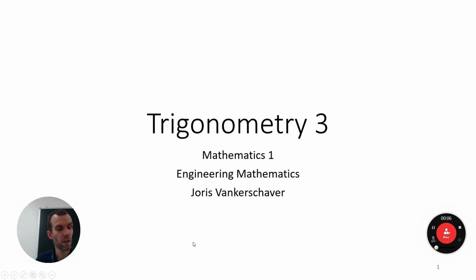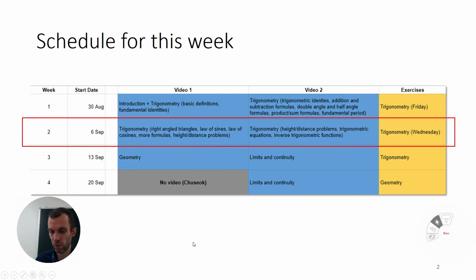So this week we're going to continue with trigonometry, and in fact what we're going to do is we'll see some formulas that relate trigonometric identities with triangles. In fact, there's a very close relation between triangles and trigonometric formulae, and that's where the name comes from. We'll see a couple of formulas in that respect, and then we'll also do some height distance problems. So these are the first time that we actually solve more or less realistic problems that involve trigonometry.